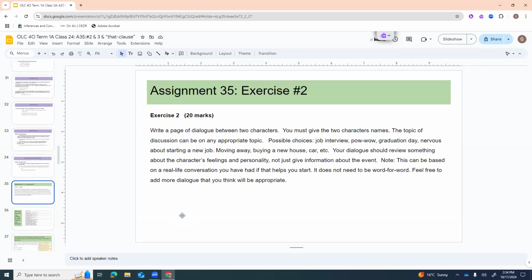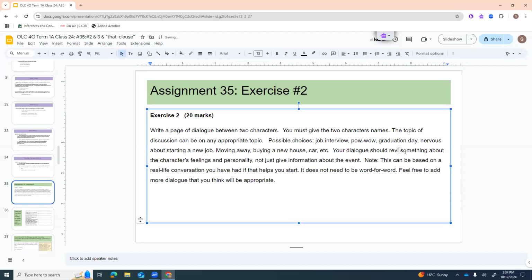Some possible choices are things like a job interview, a powwow, graduation day. You're nervous about starting a new job. You're moving away. You're buying a new house. The dialogue should reveal, sorry, it says review, but it should say reveal, something about the character's feelings and personalities and not just give information about the event. This can be based on a real-life conversation you've had if it helps you start.